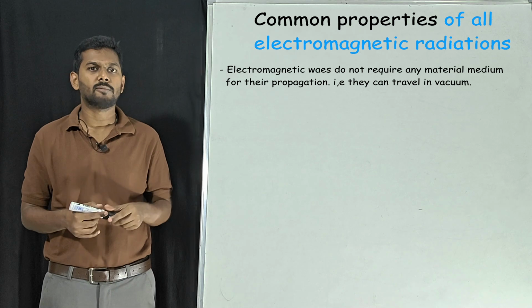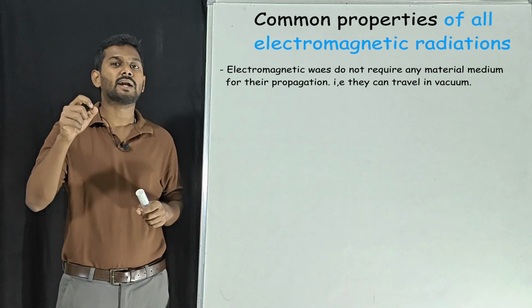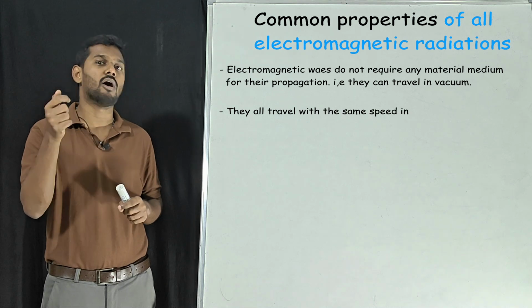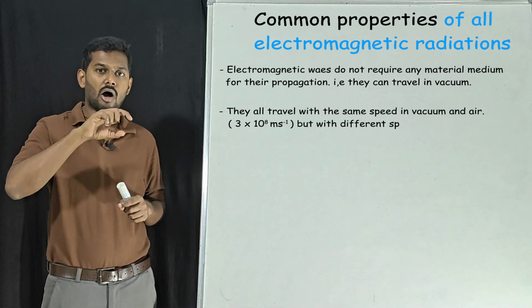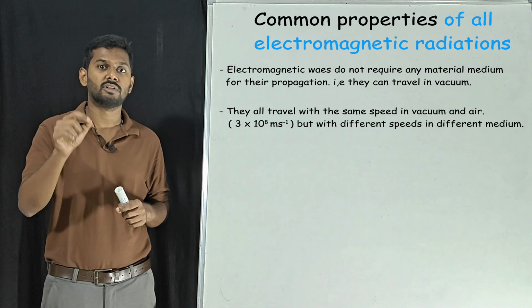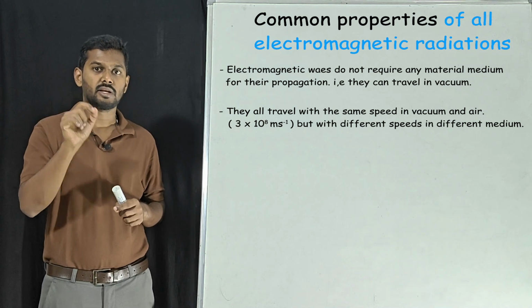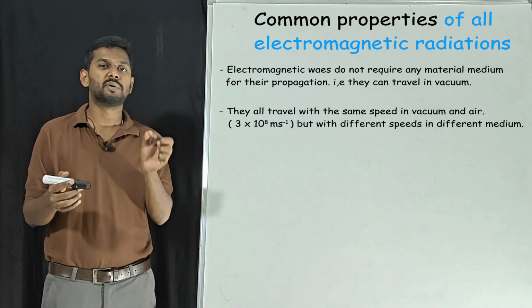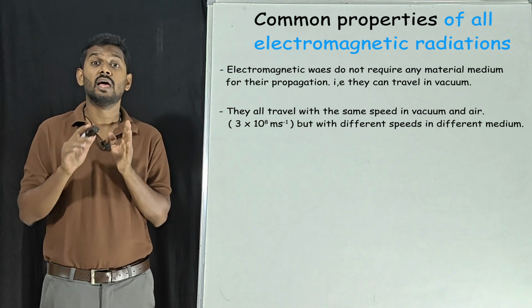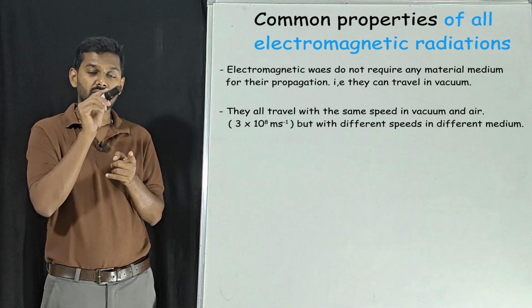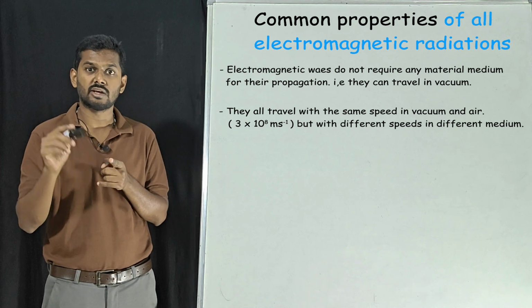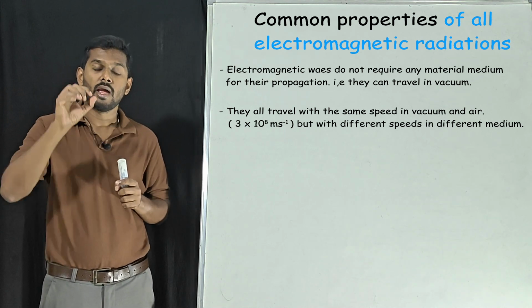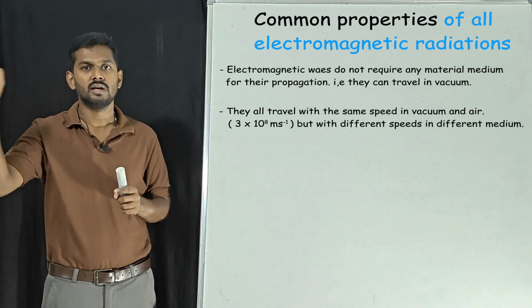The second property: in vacuum, all the electromagnetic radiation will travel with the same speed. In vacuum or air, all the electromagnetic spectrum will travel with the same speed, that is 3 into 10 power 8 meter per second. But in a different medium the speed will be different. Keep this in mind. So whenever you write that all the electromagnetic radiations have the same speed, you have to mention the medium, that is vacuum. In different media they have different speeds.